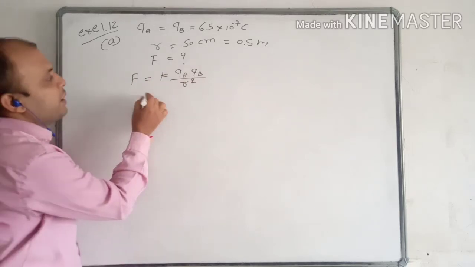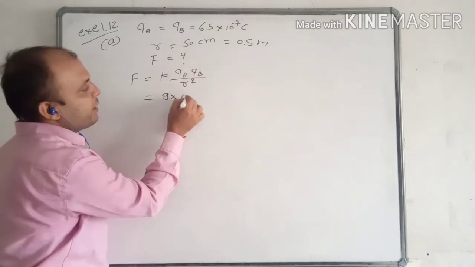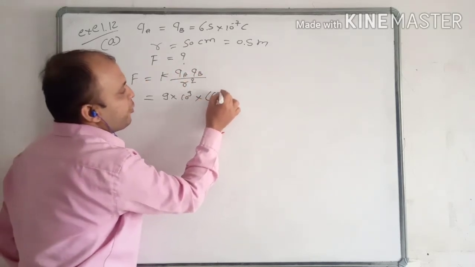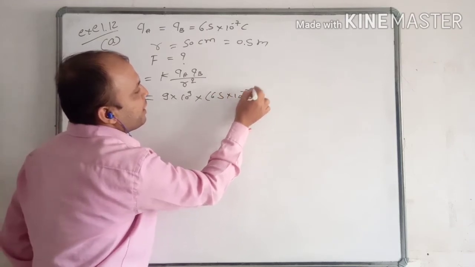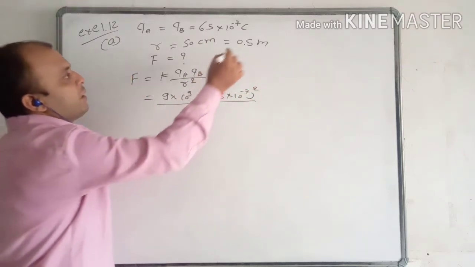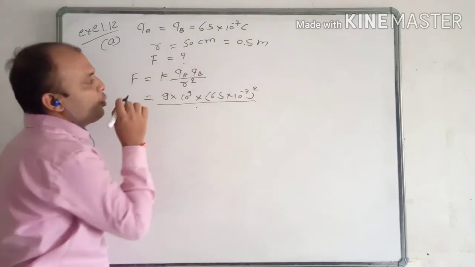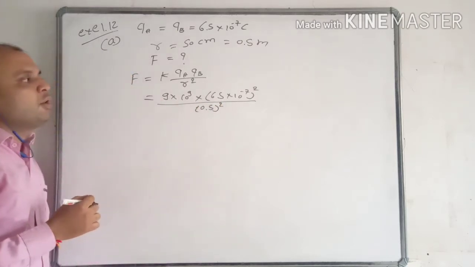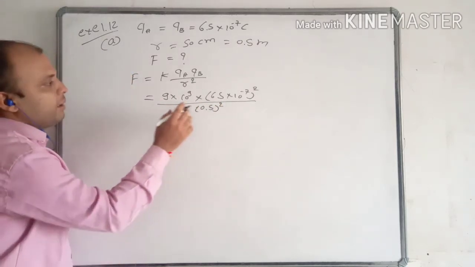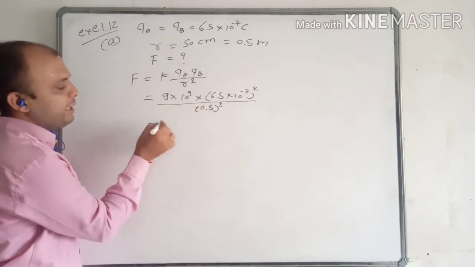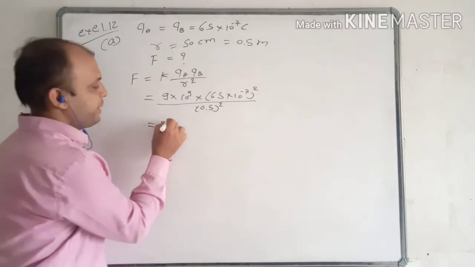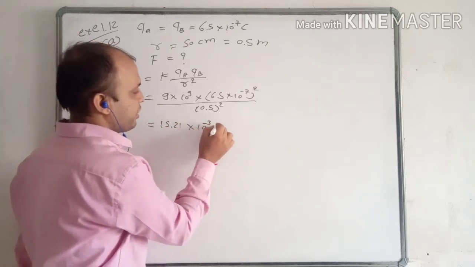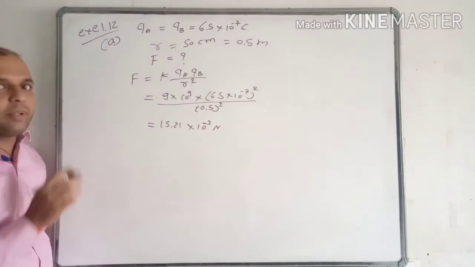So 9 into 10 raised to 9 into QA and QB, both the same, so we write 6.5 into 10 raised to minus 7 whole square, divided by 0.5 meter whole square. Simplify it and it will give you the answer 15.21 into 10 raised to minus 3 Newton. This is for our first case.